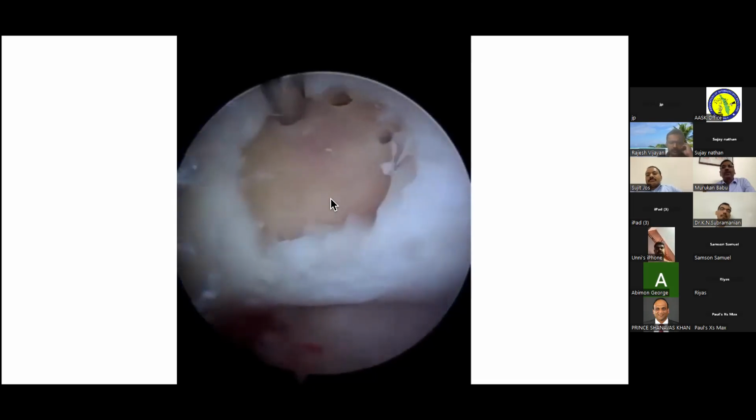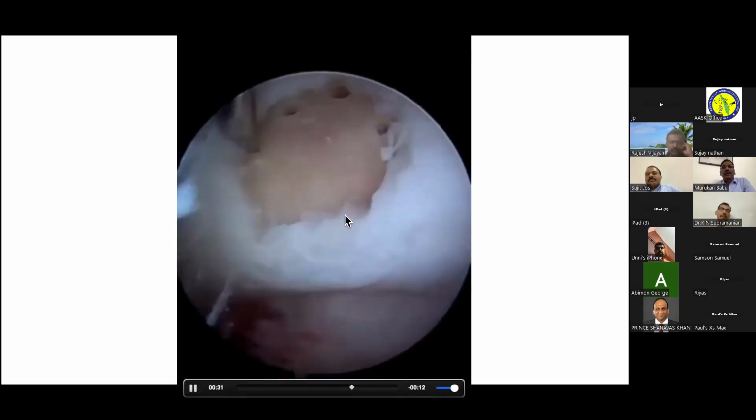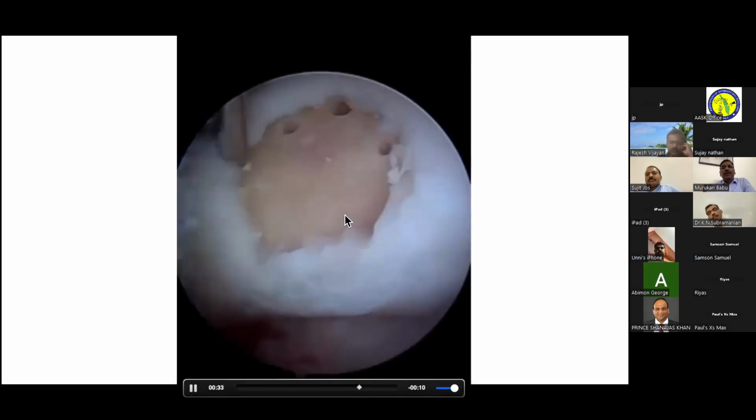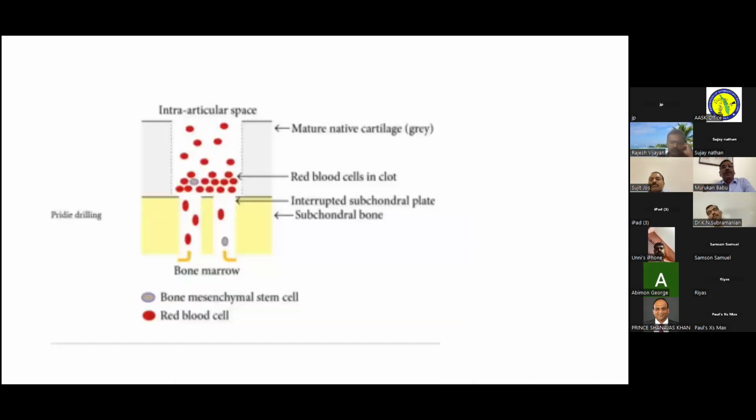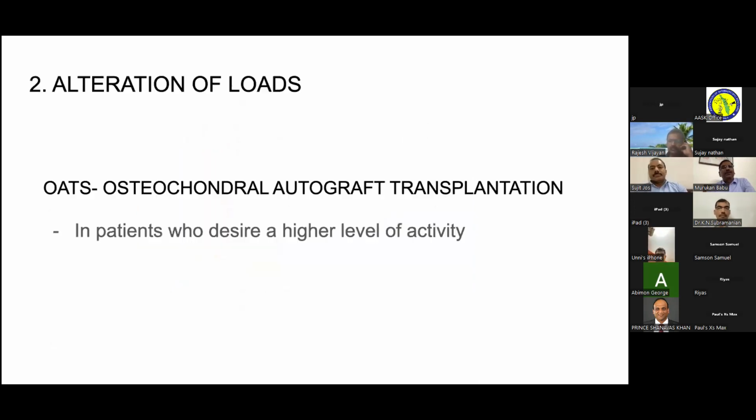So this is the microfracturing technique. There should be a stable cartilage all around; that is more important. And this is the schematic representation. When you do this, from the bone marrow, the bone mesenchymal stem cells and red blood cells fill that area of the defect, and a clot is formed, and later it will become the fibrocartilage.